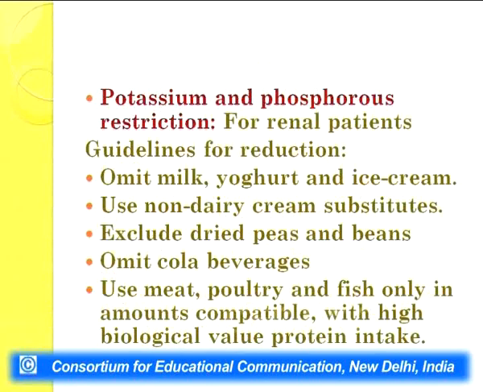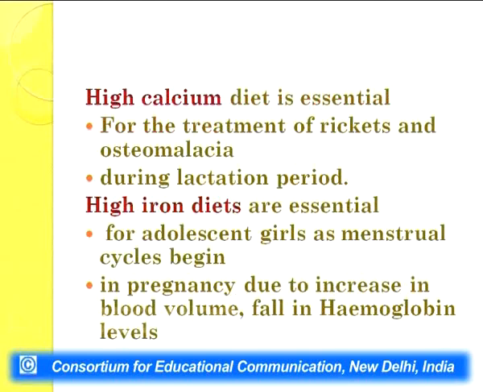Potassium and phosphorus restriction are recommended for renal patients, means the patients who are having problems related to kidney. Guidelines for reduction could be avoiding milk, yogurt and ice cream. Use non-dairy cream substitutes, exclude dried peas and beans, omit cola beverages, use meat, poultry, fish only in amounts compatible with high biological value protein intake. High biological value protein means the protein should have all the essential amino acids present in it, and high biological value protein is obtained from animal sources like milk and milk products as well as non-vegetarian food products.